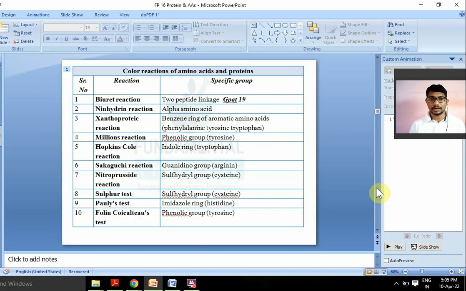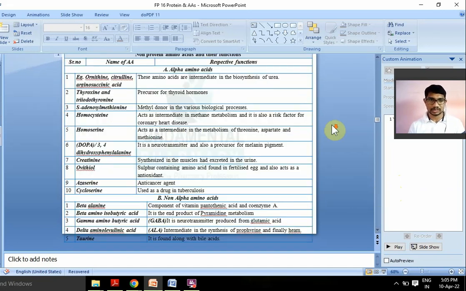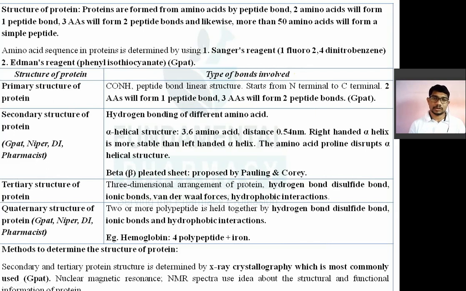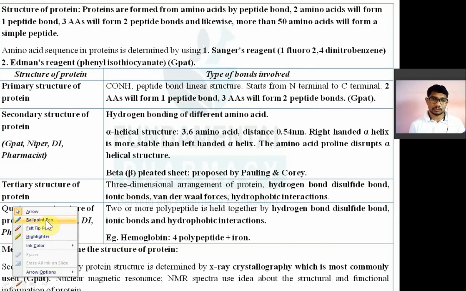We have seen the different color reactions for amino acids and protein. Because proteins are nothing but the polymer of amino acids, so they will have the same color reactions. We have seen this. We have also seen the non-protein amino acids. Structure of protein. First we see the structure of protein.